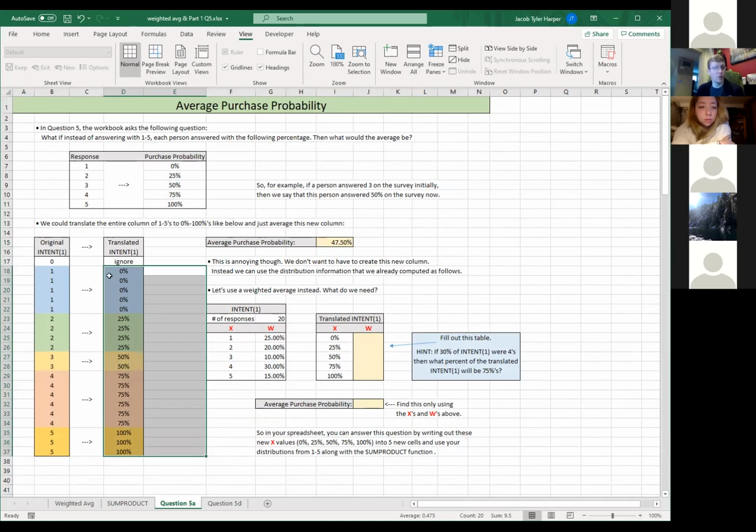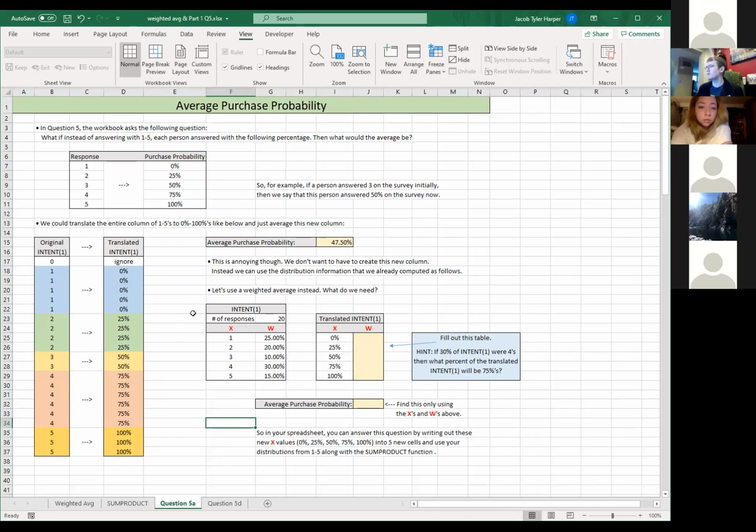However, I do not want you to build this set of raw data. This is horrible. You can use a set of ifs or lookups or whatever, and it's okay, but it still takes so much space to actually write all this out. So what we're going to do instead is use a weighted average.